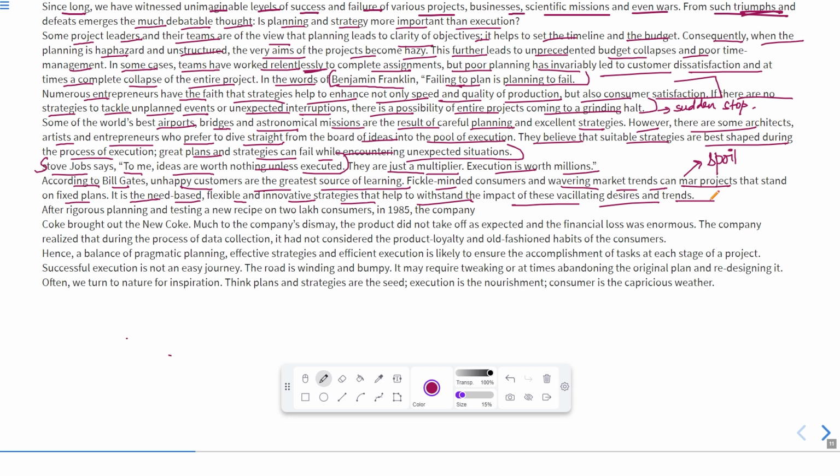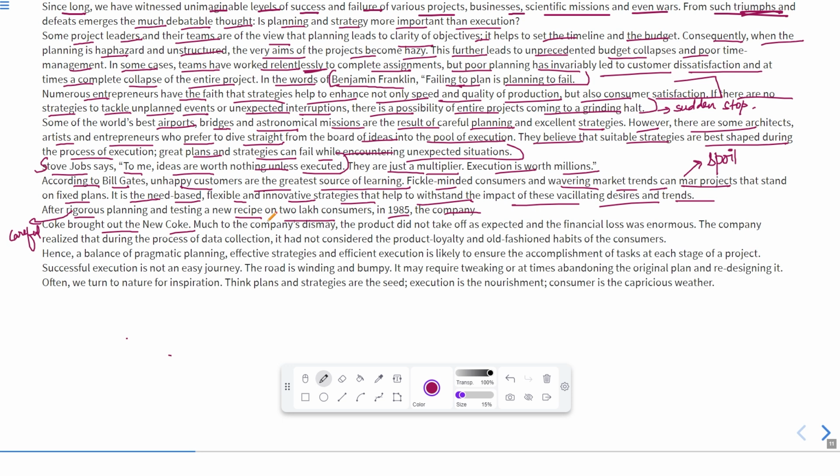After rigorous planning, rigorous means careful or diligent. When you plan for something carefully, after careful planning and testing a new recipe on 2 lakh consumers in 1985, the company Coke brought out the new Coke. Now what happened after the rigorous planning, meaning careful planning? You must have known about Coke. You all must know about Coke. So Coke is a company, after planning and testing a new recipe on 2 lakh consumers. It means they surveyed around 2 lakh consumers in the year 1985.